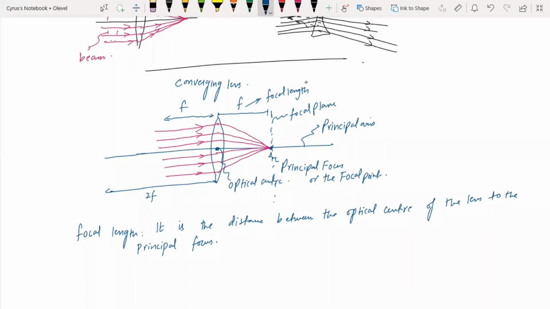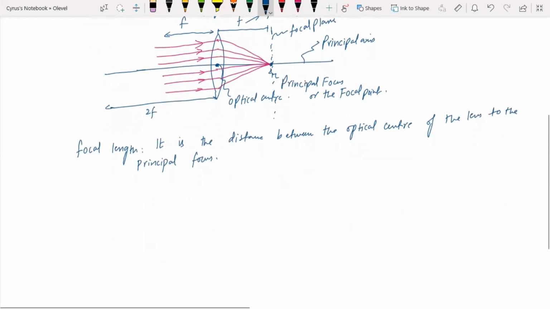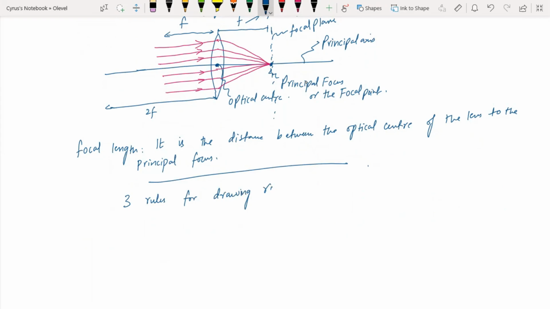अच्छा, अब जब भी कोई आपने रे डायग्राम ड्रॉ करनी है तो उसके 3 रूल्स अगर आपको याद रहेंगे, कन्वर्जिंग लेंस के लिए अगर आप ये 3 रूल्स स्पेशली याद रखेंगे तो आपकी कोई भी रे डायग्राम बन सकती है, राइट? And I am going to talk about these 3 rules now, right? अच्छा जी, ये 3 रूल्स that they are very, very important and I am going to talk about them, right? 3 rules for drawing ray diagrams.